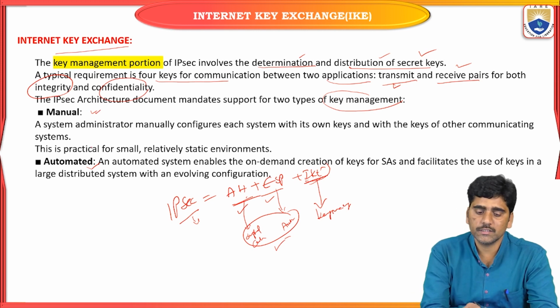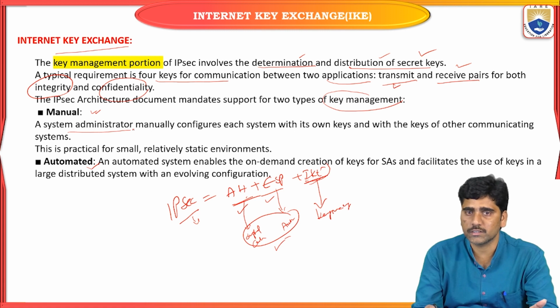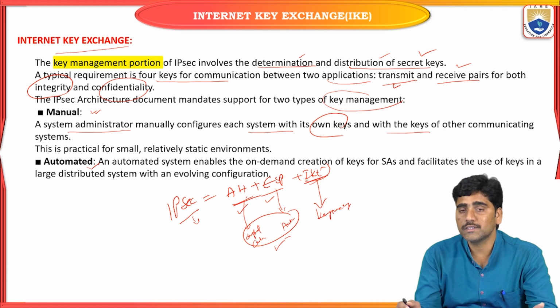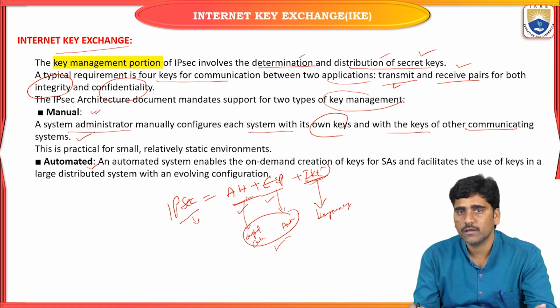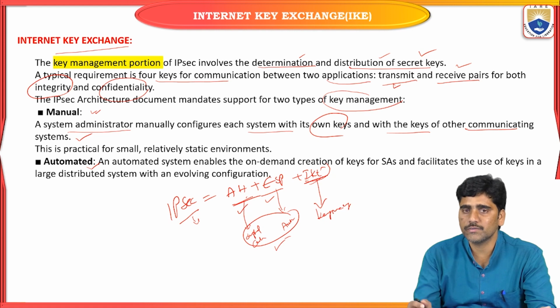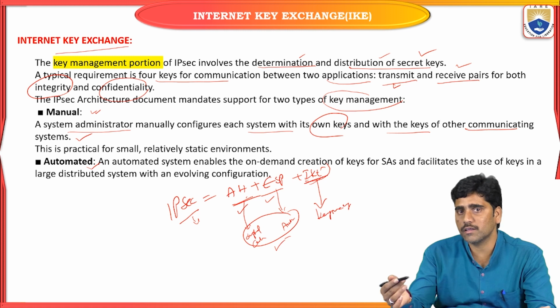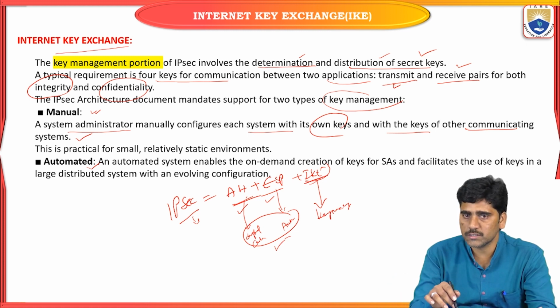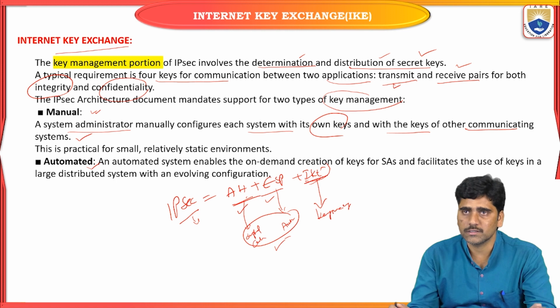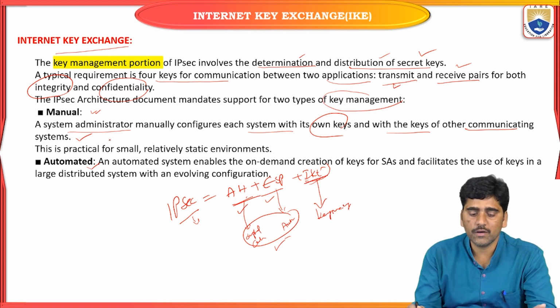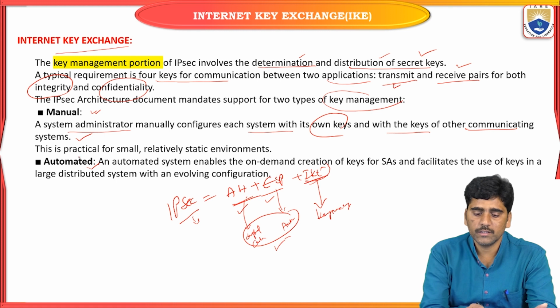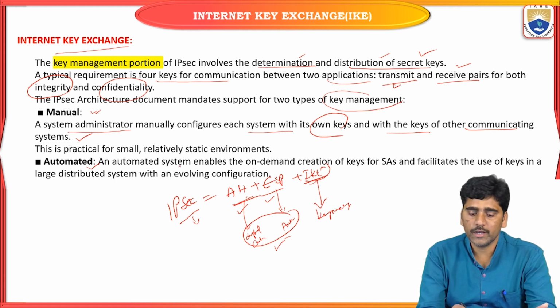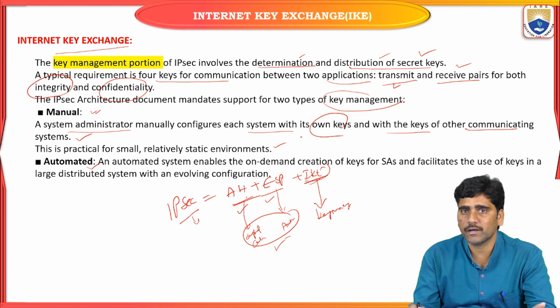In the manual way, the system administrator manually configures each system with its own keys and with the keys of other communicating systems. So he generates keys for the same system as well as keys for other systems. That is the manual way, and it is practical for small, relatively static environments.